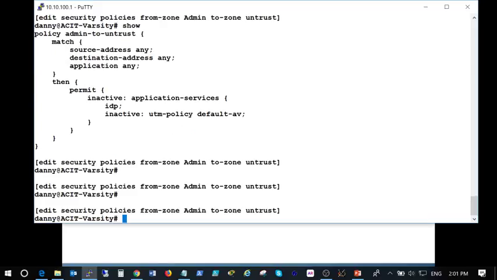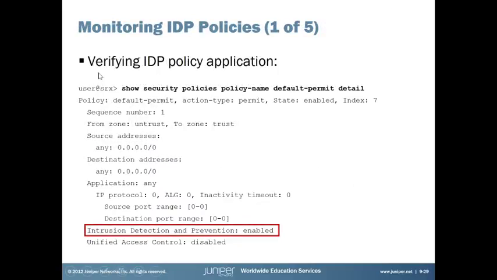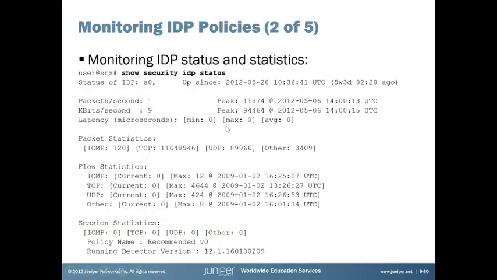Okay, alrighty, so bit of a look at how that works. Let's get into looking at how to monitor IDP. So if we were to go and show security policies, policy name, and default permit detail. So we'll get into looking at the fact that intrusion detection and prevention have been enabled in a particular policy. You can monitor the status of IDP. I think we'll show, look at this device, it'll probably show us we don't have a status.